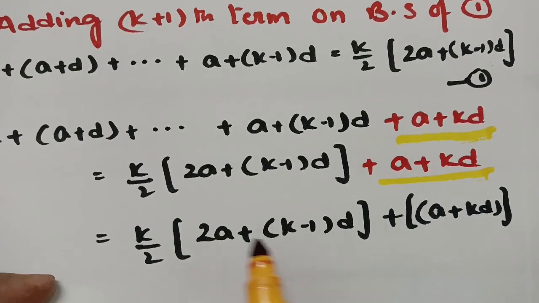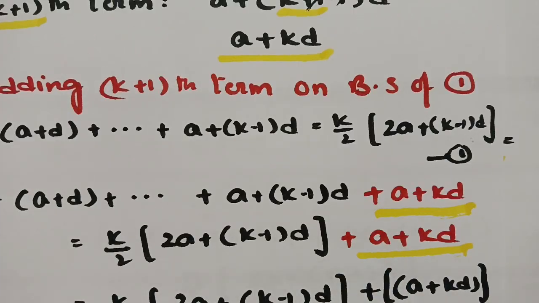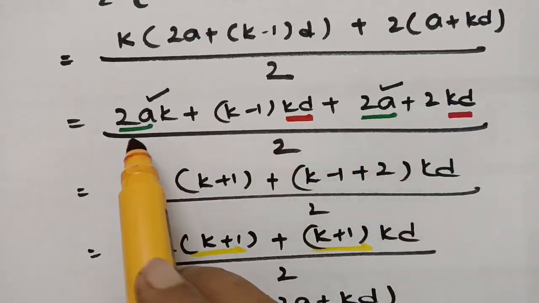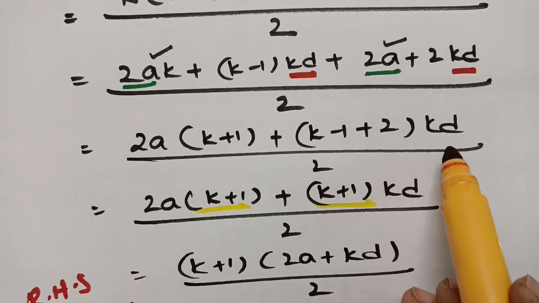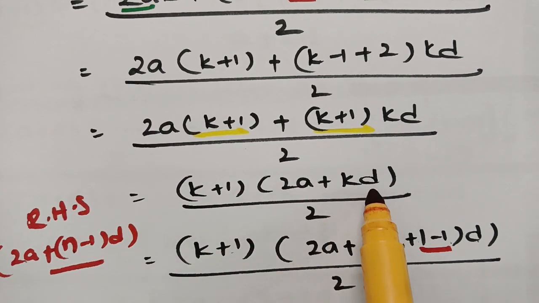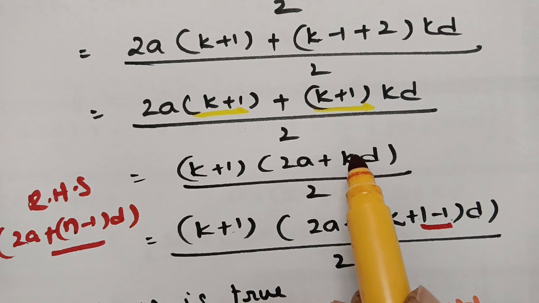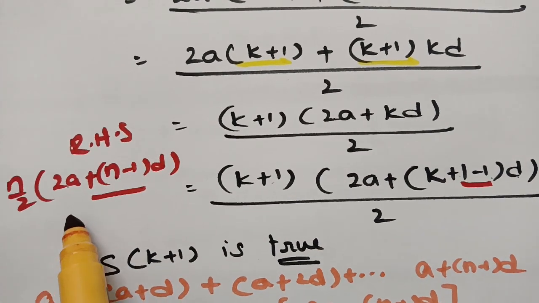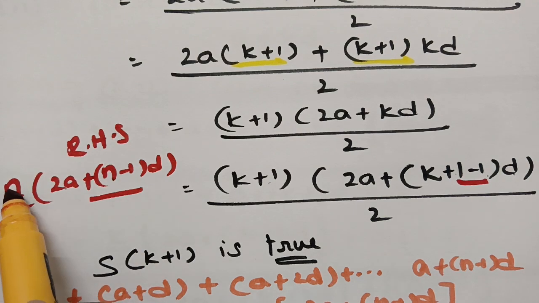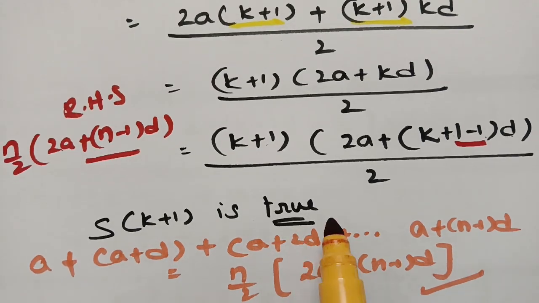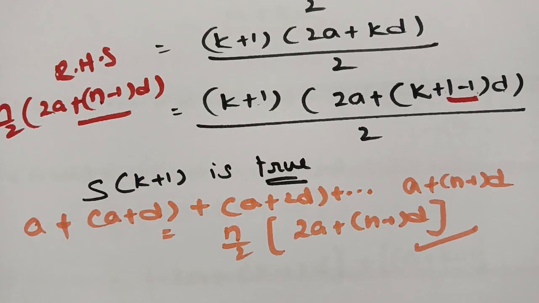So after adding, this will be the RHS part, and after solving the RHS part, 2 was taken as LCM, and therefore 2a is taken common, and here kd is taken common. So this is k plus 1, so k plus 1 is taken common. This is 2a plus kd, and for my simplification I wrote this as k plus 1 minus 1, as the RHS part of the given statement is this one. So n is replaced by k plus 1, and therefore S of k plus 1 is true, and therefore the given statement is true according to mathematical induction.